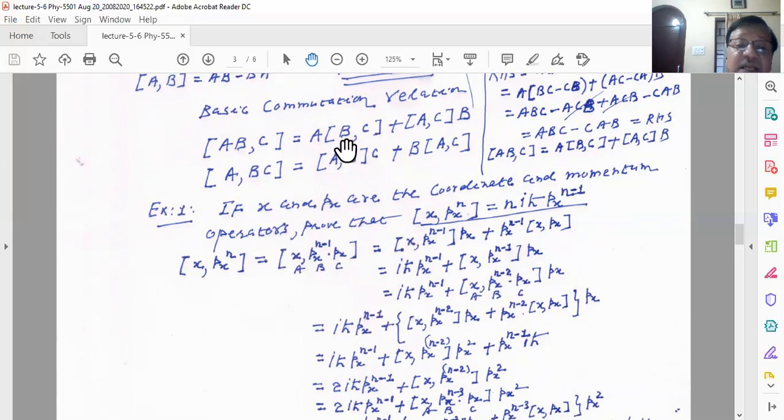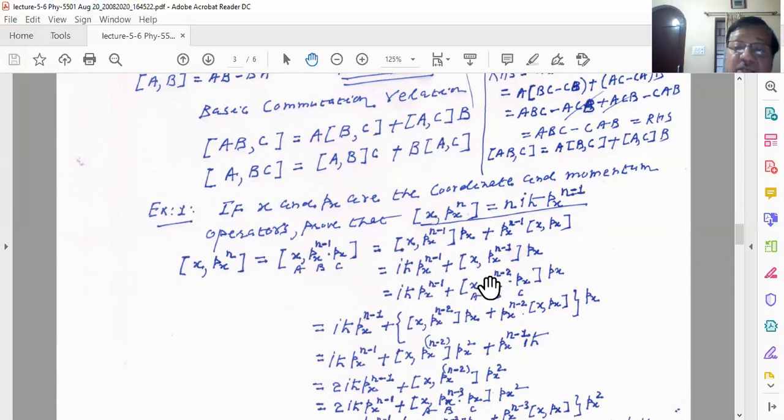Now this is basically a commutator of AB operating on C. So commutator of A with B, where A is x and B is px raised to n minus 2. I'm keeping that here, and you have to write down the operator C. Operator C is px, so I write px here, plus you have operator B.